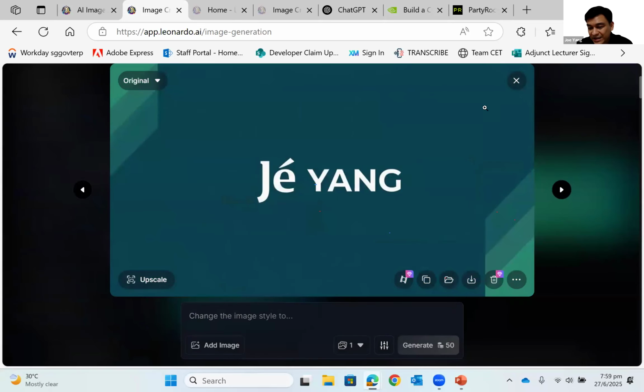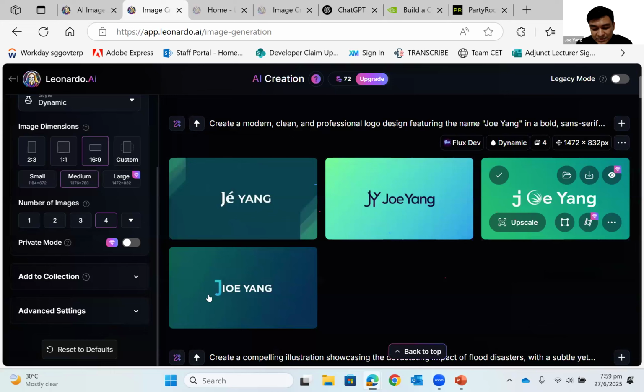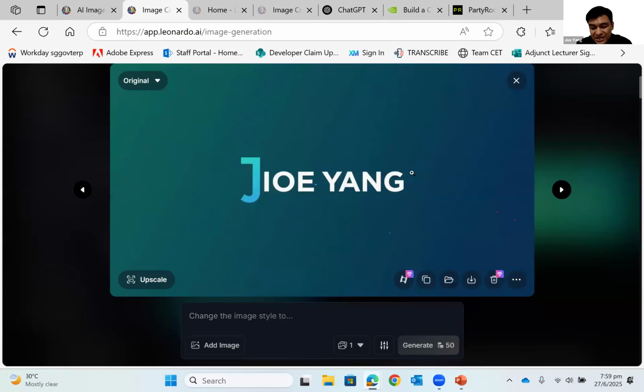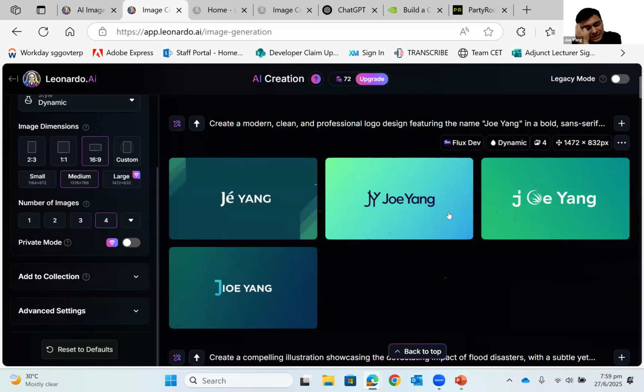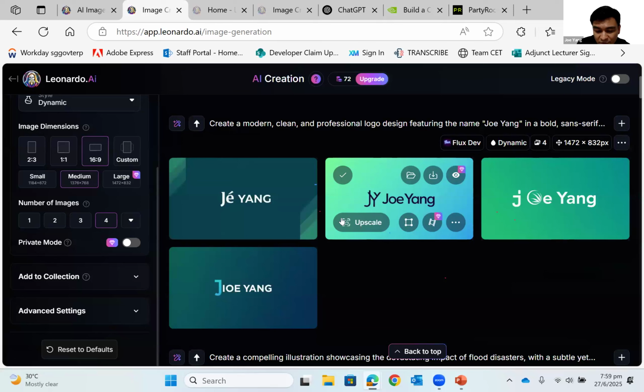Maybe this one is wrong. That's why we say the AI is not 100% correct. This one says JE, maybe I don't like it. Maybe Joe Young, this one may be better. Or GI Joe Young, this one is wrong. But these two are correct. So when you're dealing with AI, take note, your AI sometimes cannot pronounce your name or the letters properly. So please be aware of that.